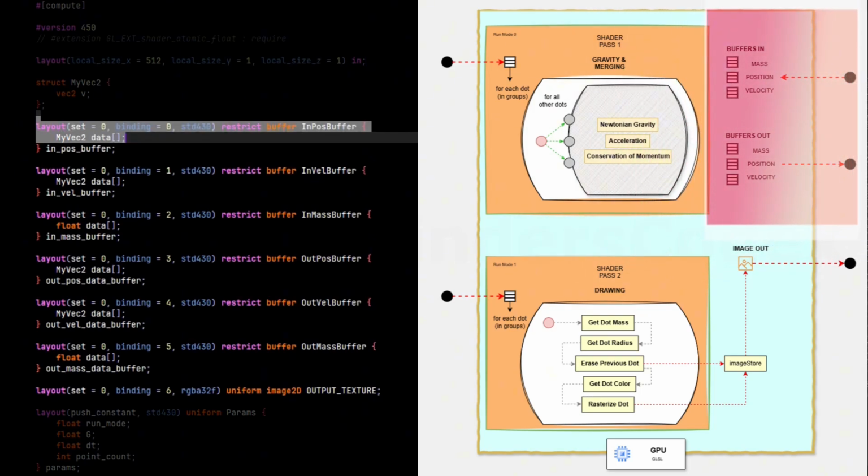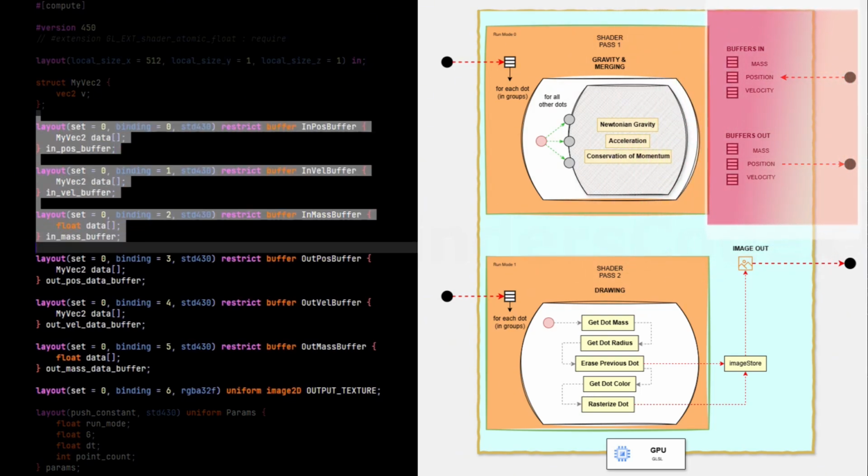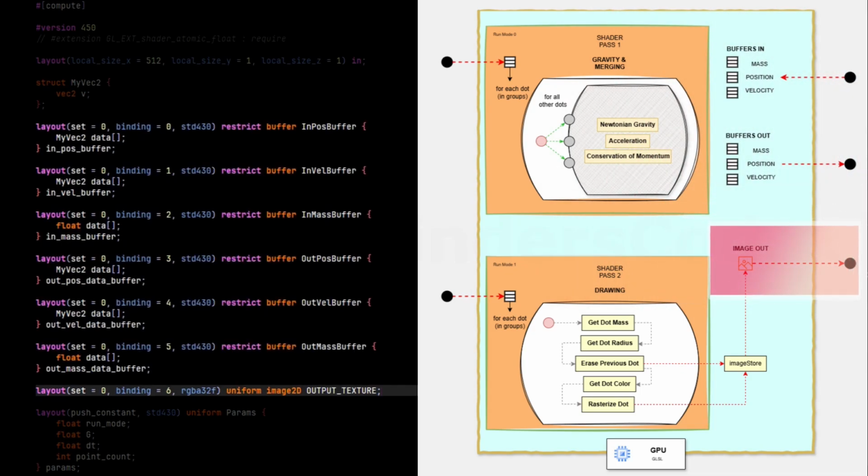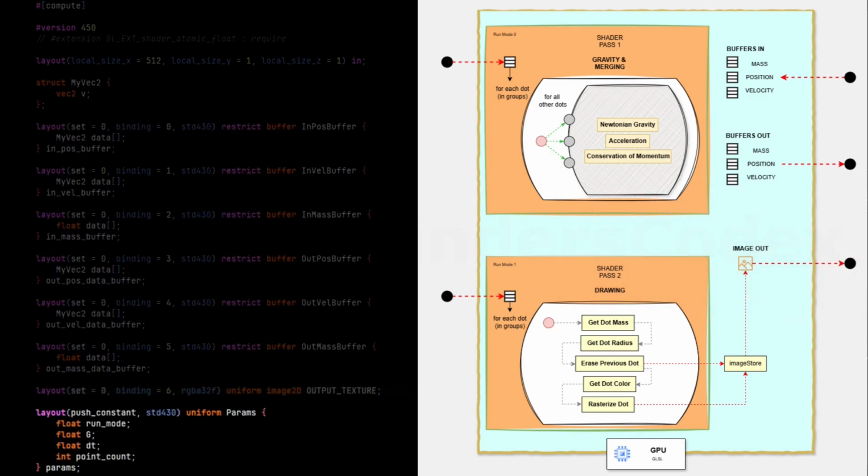The buffers will hold our particle data, and that includes both the input values and a place to put the output values. This image uniform is where we'll draw the pixels to. The CPU will read and display this image data after each frame. And here are the push constant parameters that we can change each frame. For now, we're sending only the basics like point count, gravity, and the timescale.